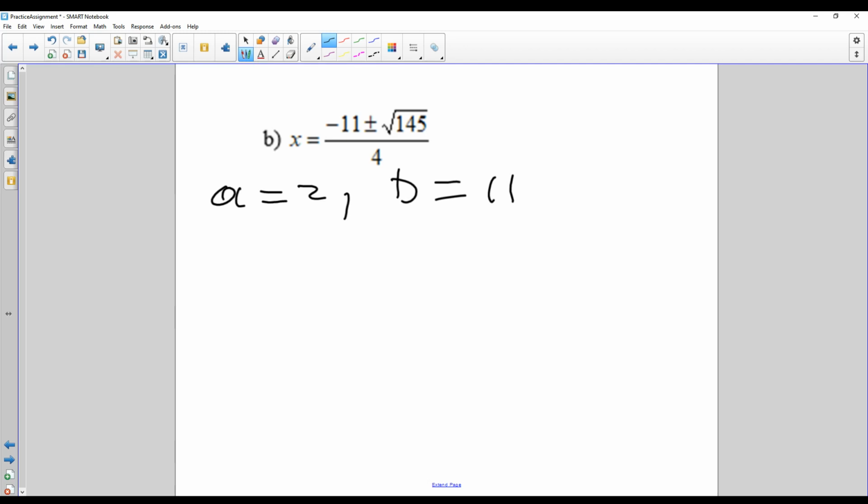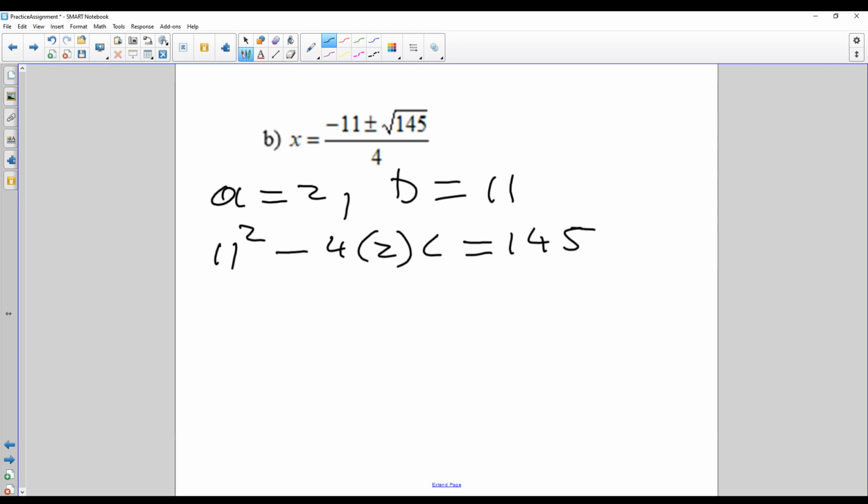Yes? Okay. So we're going to say that my B squared, 11 squared minus 4 times 2 times C is equal to the 145. Yes? Because we don't need to. We know that we're trying to find what's under the square root. That's what we're trying to find. We know that when we take the B squared minus 4AC, it gives us this number under here. That's why we're setting it to 145. Okay?